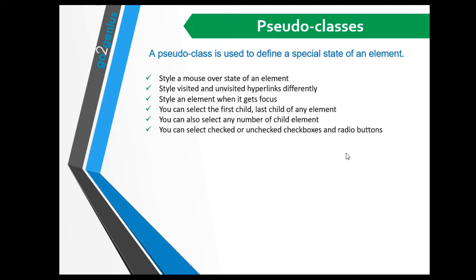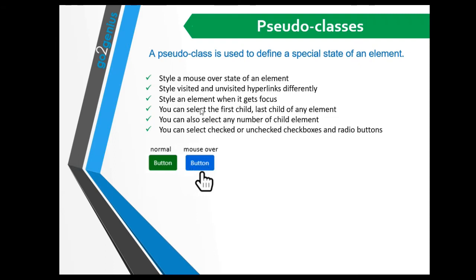If we use pseudo classes, then we can style a mouse over state of an element. So how can we achieve this special state of an element? Have a look at an example. Here we have a normal button. In normal condition, this button has a green background color. When the user moves the mouse over it, its background color changes from green to blue.